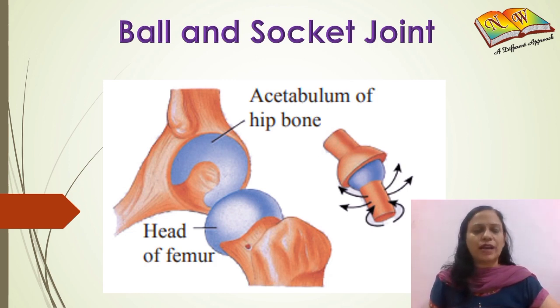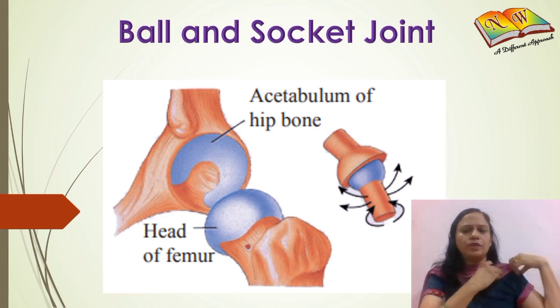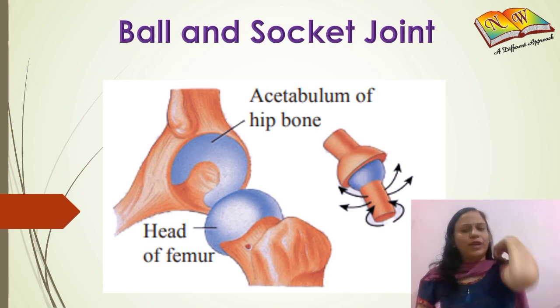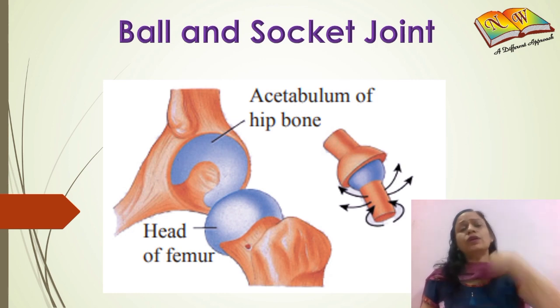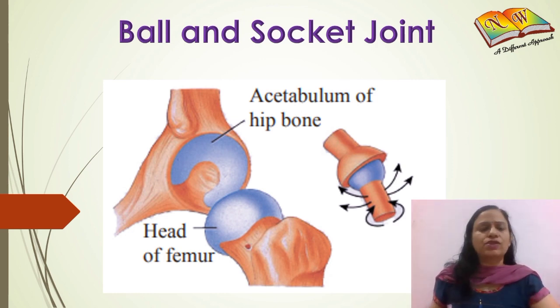We can actually move our leg in all four directions. We can rotate our legs. It is only because of this ball and socket joint. You also have a similar kind of joint present in the shoulder. If you look at your shoulder, you can actually rotate your arm around. It is only because of the presence of this ball and socket joint.